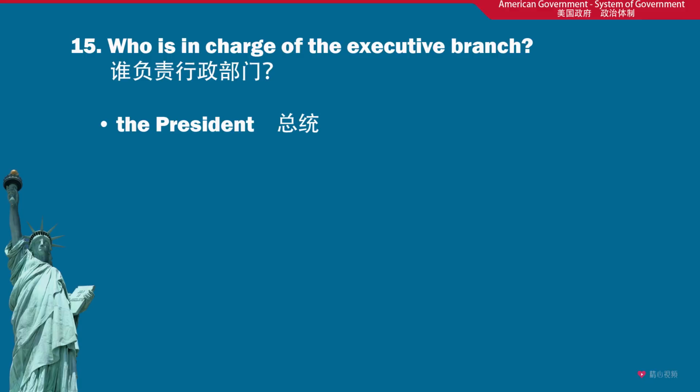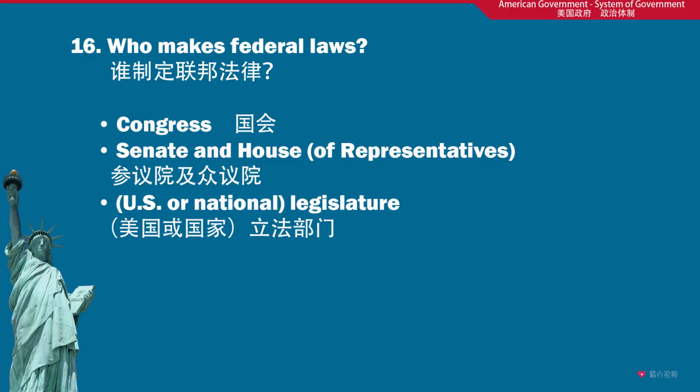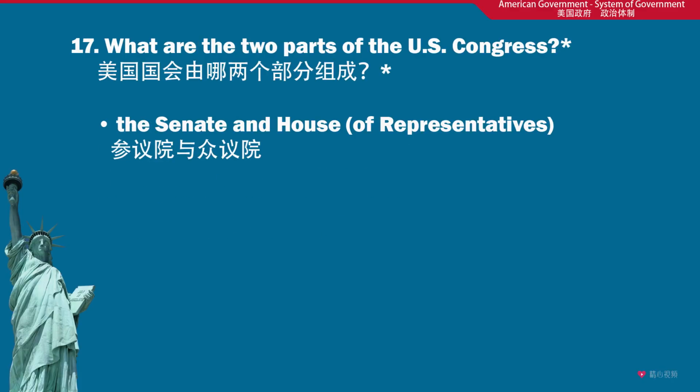Who is in charge of the executive branch? The president. Who makes federal laws? Congress. Senate and House of Representatives. U.S. or national legislature. What are the two parts of the U.S. Congress? The Senate and House of Representatives.